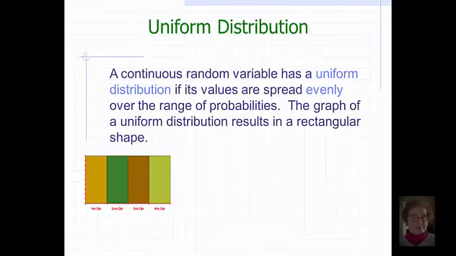Now, the first thing we're going to talk about is a continuous random variable that has a uniform distribution. That means its values are spread evenly over the range of probabilities. The graph of this type of distribution is a rectangle, so it's very easy to find the area of a rectangle. We know the area of the rectangle is length times width, or length times height.